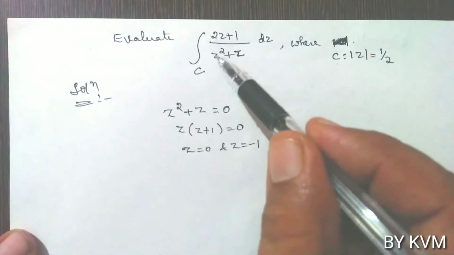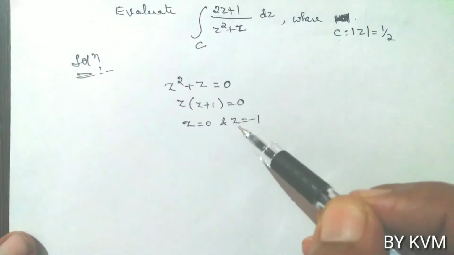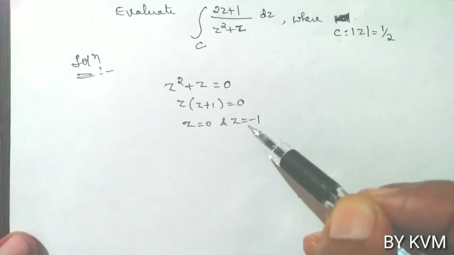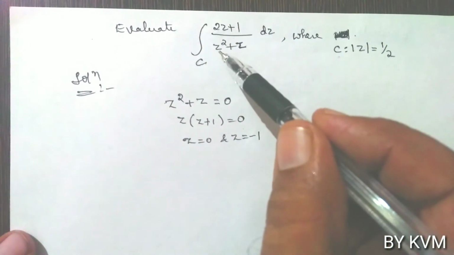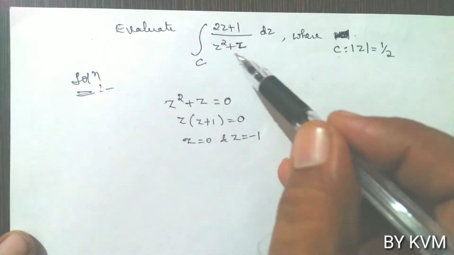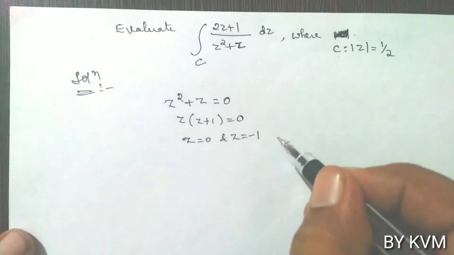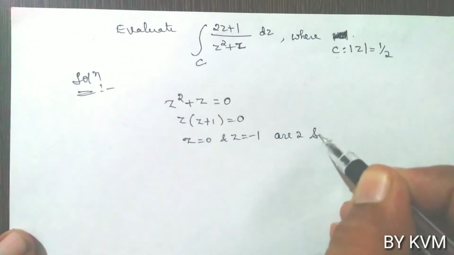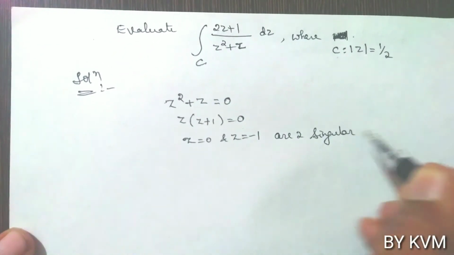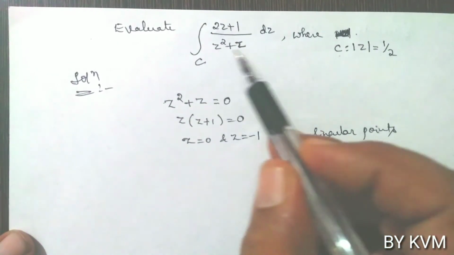So the function becomes infinite when z equals 0 and when z equals minus 1. If you put z equals 0, 0 plus 0 is 0, 1 by 0 is infinity. Again when you put z equals minus 1, minus 1 whole square is plus 1, minus 1, plus 1 minus 1 is 0, again it is 0. So z equals 0 and z equals minus 1 are two singular points. So this function has two singular points.